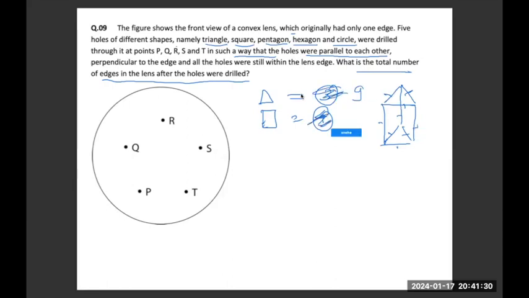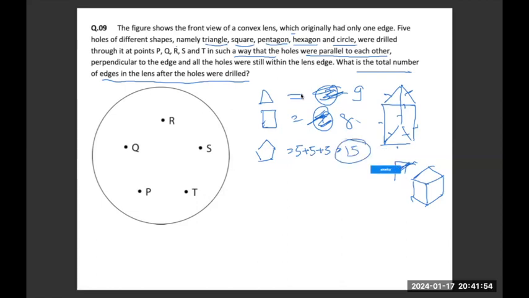A square hole will actually have 4, 4, and 4, 8 edges. A pentagon hole will have 5 plus 5 plus 5, which is 15 edges. A hexagon will have 6 into 3, or I'm just writing 18 edges.